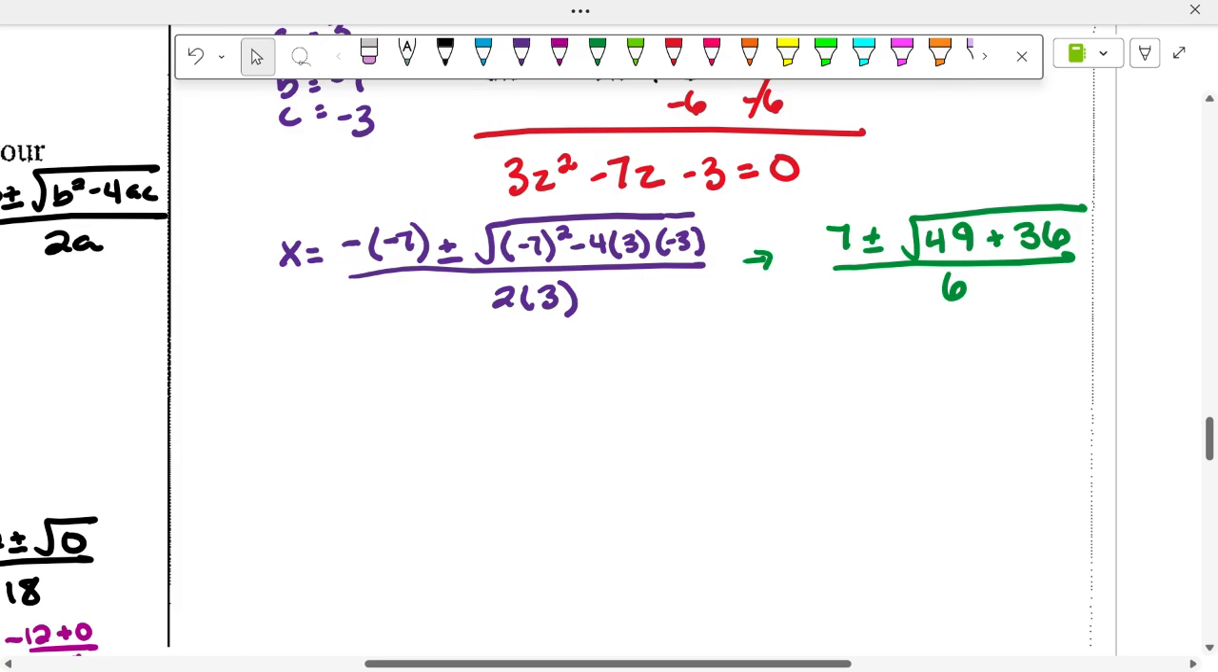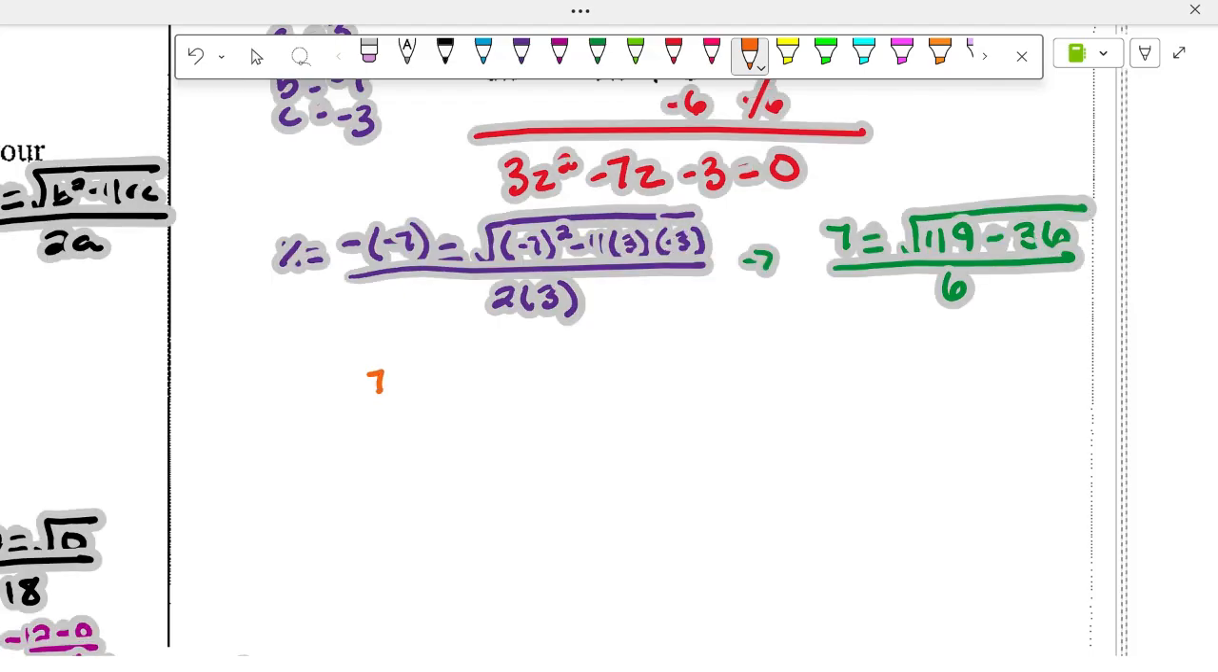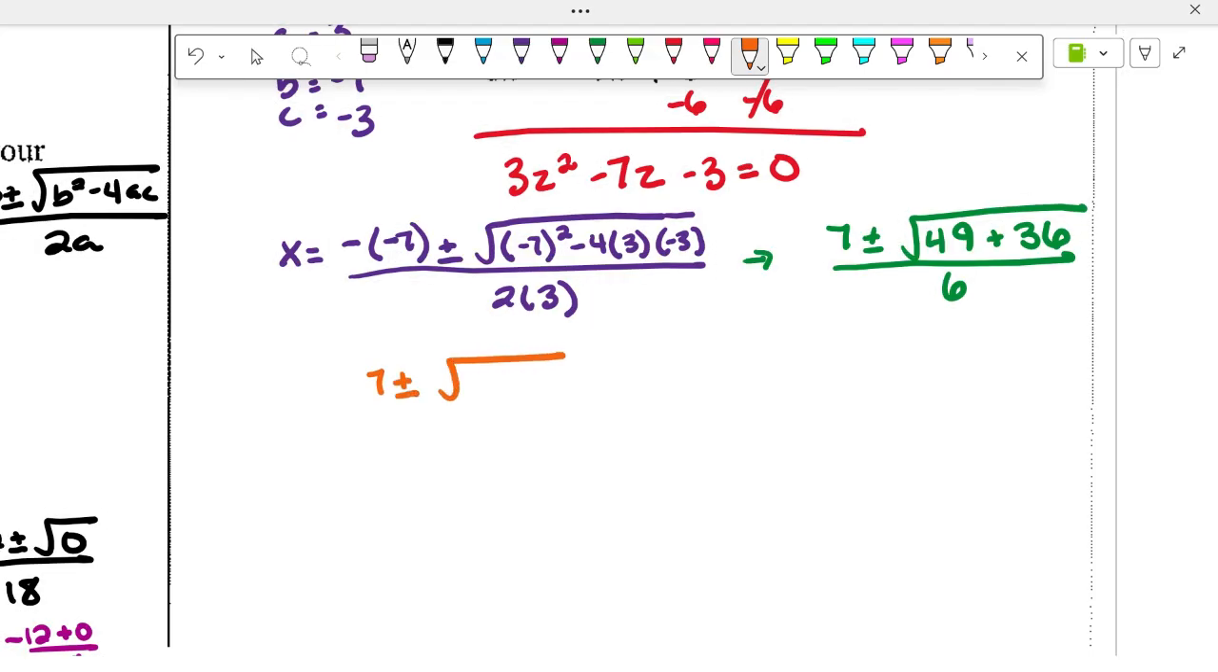All right. Now we're going to simplify what's under the radical. So I have 7 plus or minus. What's 49 plus 36? 85. All over 6. Now, here's my question to you guys. 85 is clearly not a perfect square. But if I divide it by perfect square numbers that I know, do you think any of them will go in evenly into 85? It's like if you divide by 1, by 4, by 9, by 16, 25, etc. Will any of them work?